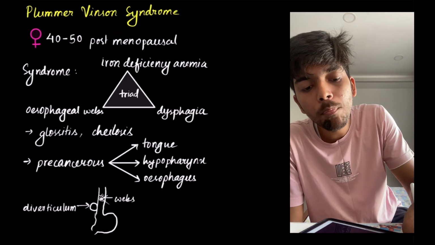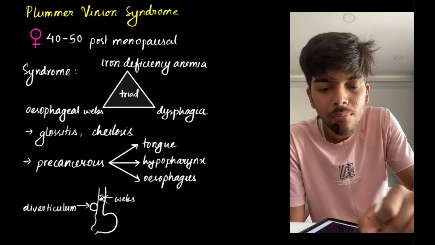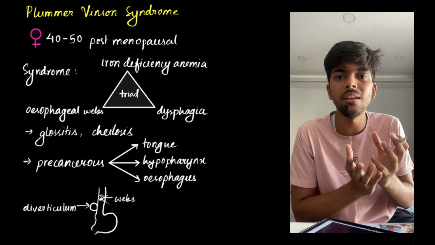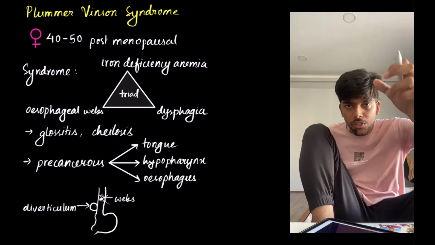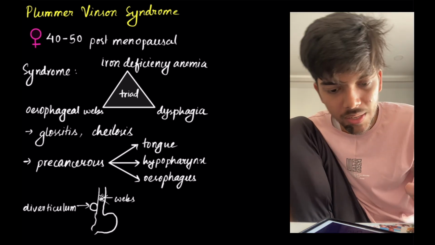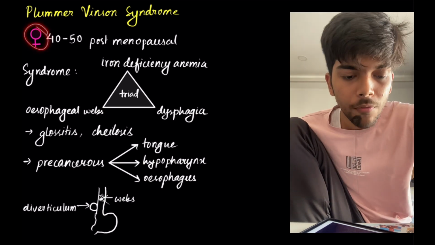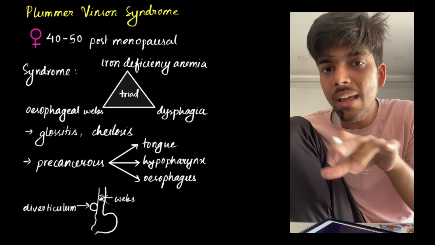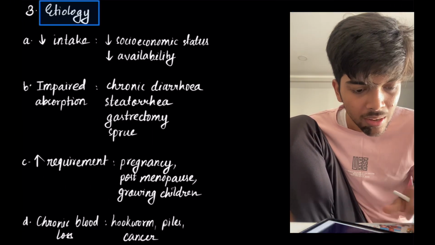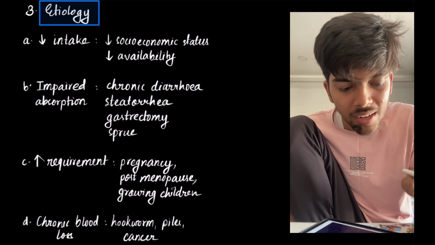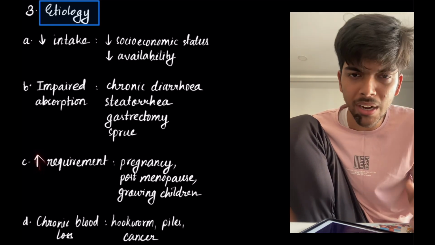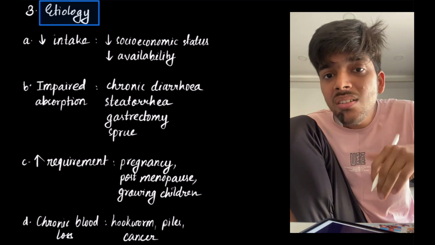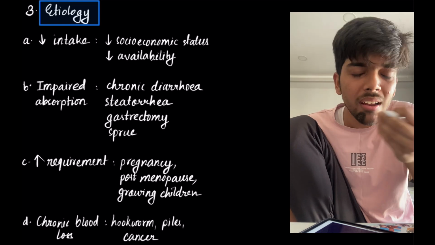There's a syndrome called Plummer-Vinson syndrome. It is a collection of clinical features due to deficiency of iron. So there's a woman of age 40 to 45, post-menopause, suffering from iron deficiency. See, I said earlier that one of the causes of iron deficiency anemia is increased requirement. There is more requirement of iron by the body. As a result, the requirement is not fulfilled by the regular intake of iron.